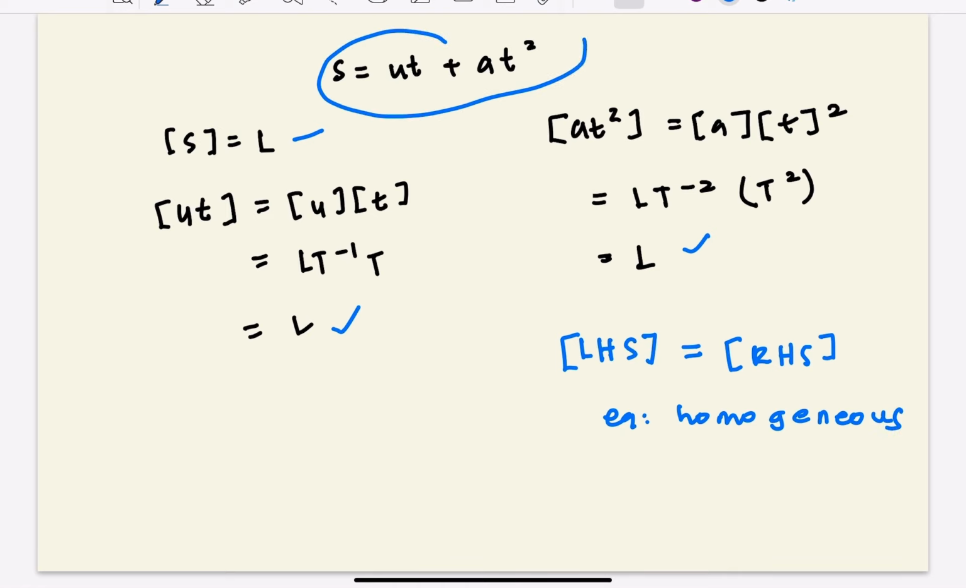So how do you determine whether the equation is correct or not? Lepas you dah tahu dia homogeneous, kita akan guna eksperimen lah. Eksperimen untuk tentukan equation ni betul atau tidak.